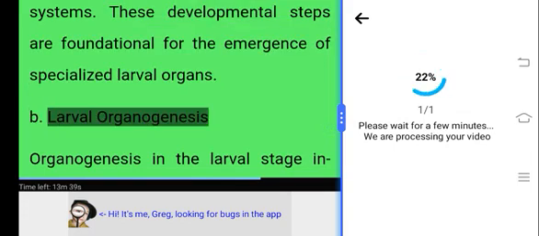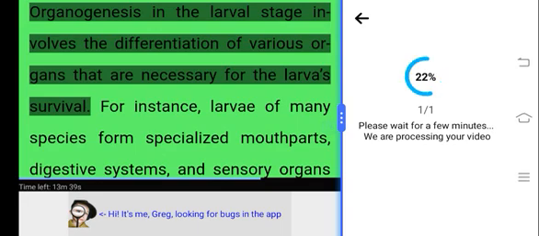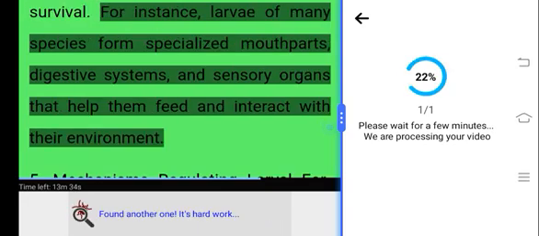B. Larval organogenesis. Organogenesis in the larval stage involves the differentiation of various organs that are necessary for the larva's survival. For instance, larvae of many species form specialized mouthparts, digestive systems, and sensory organs that help them feed and interact with their environment.